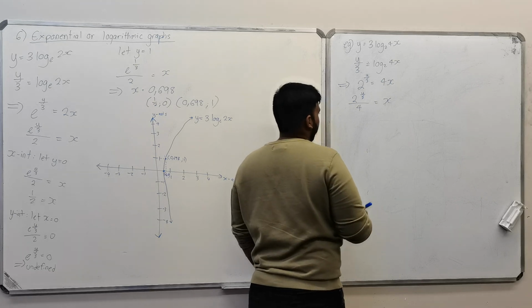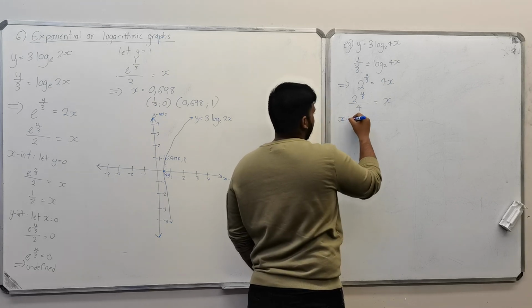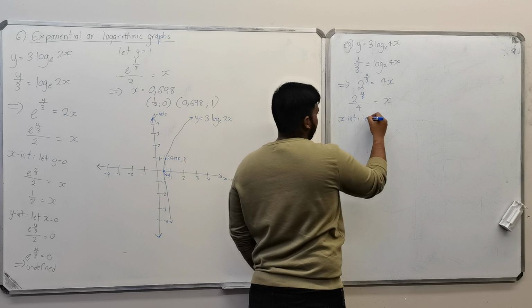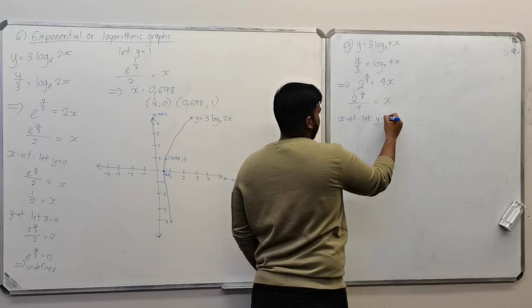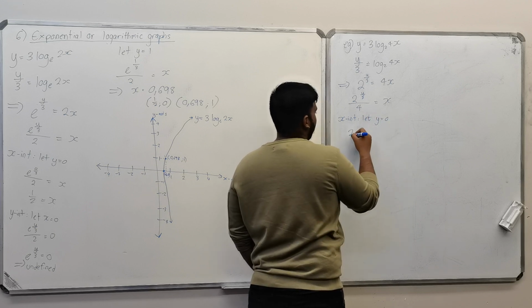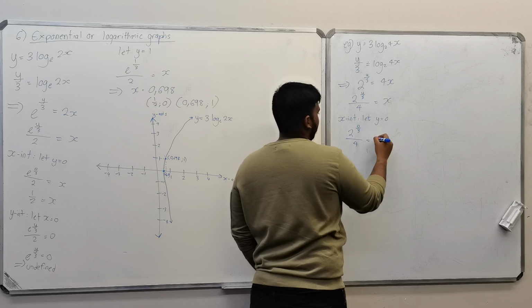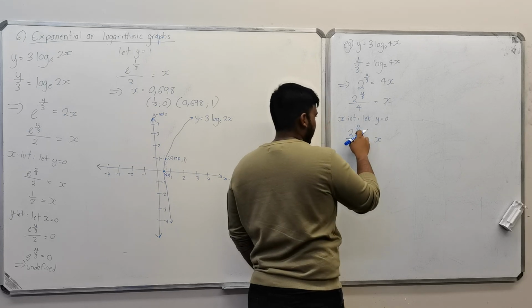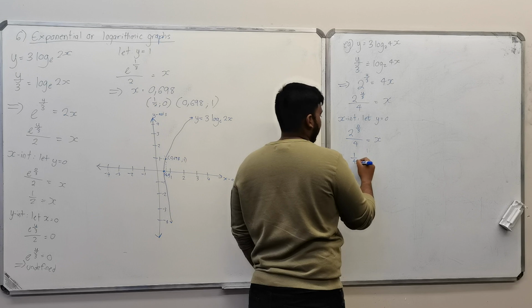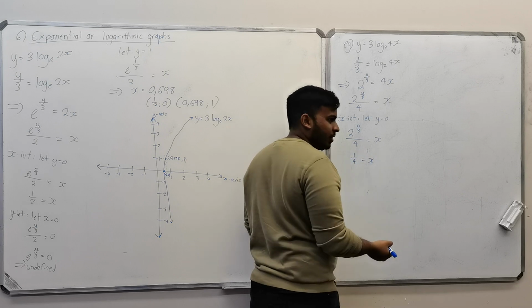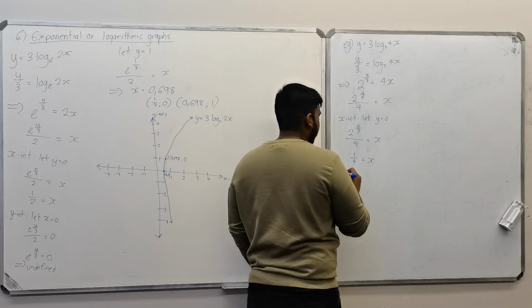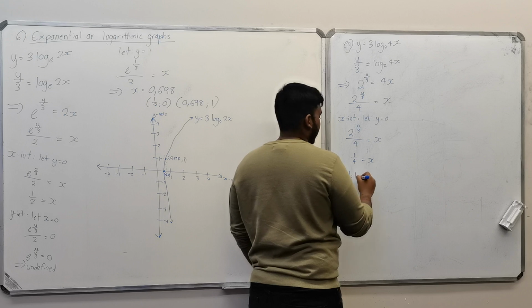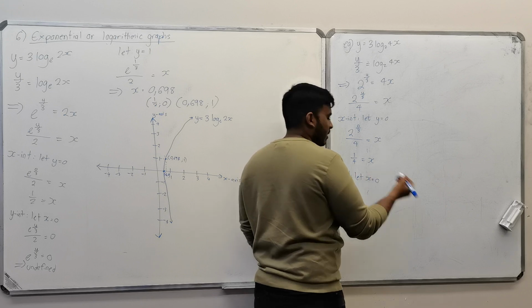So let y equal 0. So it will be 2 to the power 0 over 3 all over 4 is equal to x. 0 over 3 is 0. 2 to the power 0 is 1. So it will be 1 over 4 is equal to the value of x.